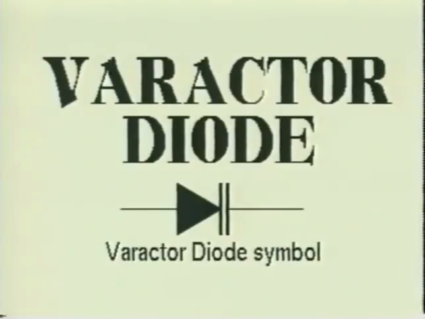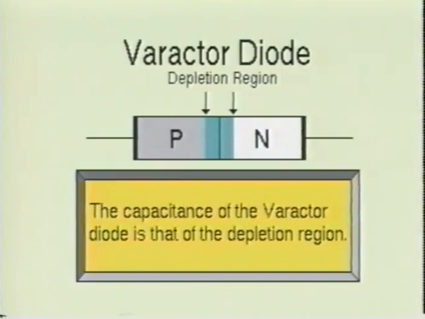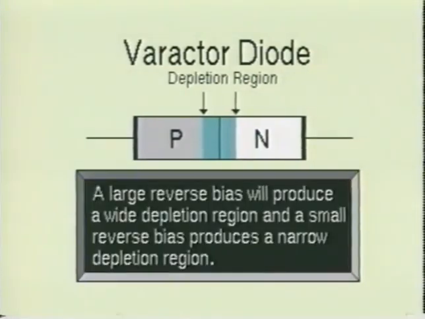Here we see the varactor diode. The VVC diode is also referred to as a voltage variable capacitor, or varicap for short. Basically, the varactor diode is a reverse bias diode, and its capacitance is that of the PN junction depletion region. As you recall, a large reverse bias produces a wide depletion region. This depletion region will act as a dielectric between two conducting plates, which in this case would be the two semiconductor materials. Because of this characteristic, the varactor diode has the ability to act as a voltage variable capacitor.